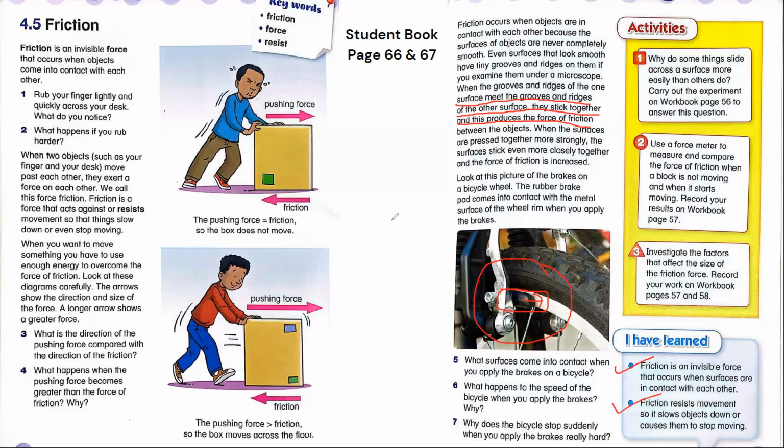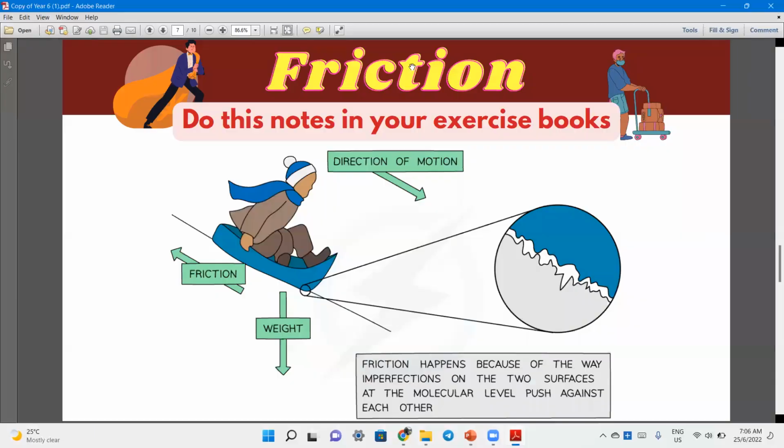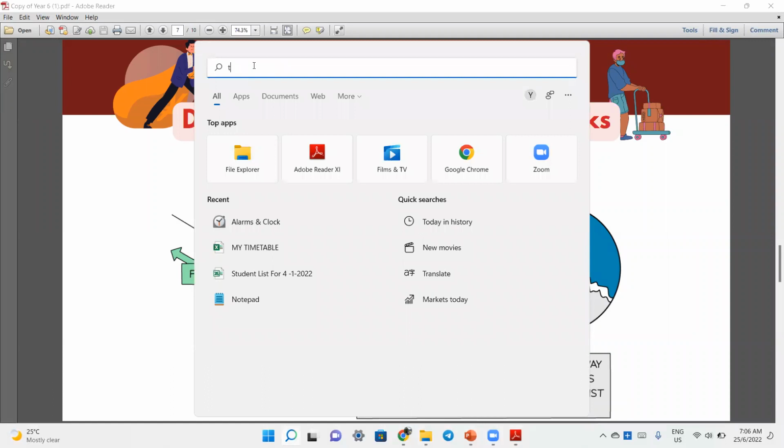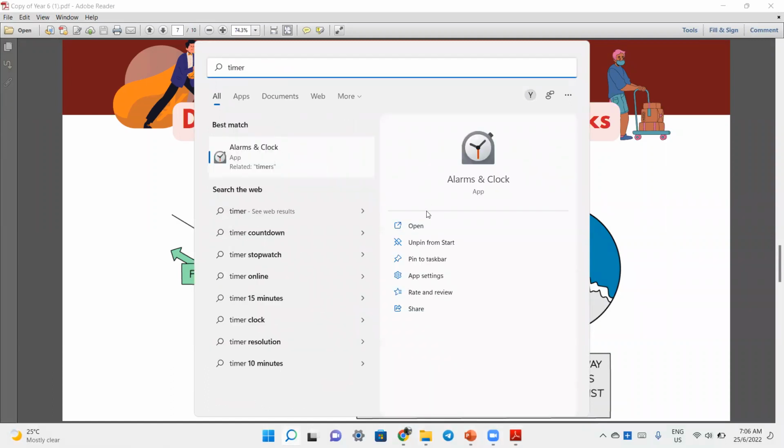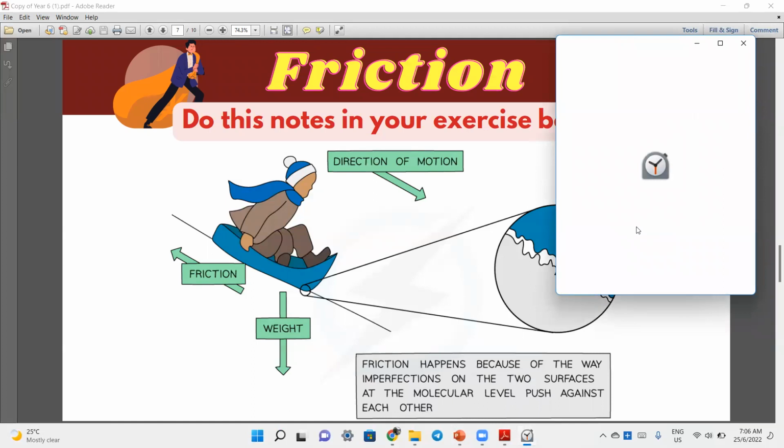Okay, very good. Now I want you to take out your exercise book. Write the topic friction and the date for today. I want this figure that I have created for all of you because I want you to understand what is friction, how weight moves, how motion moves. So I want you to draw this. Draw this nicely in your exercise books. I will put a timer of maybe, let's see, I think 15 minutes will do. Is 15 minutes okay? So I want it to be completed in 15 minutes.